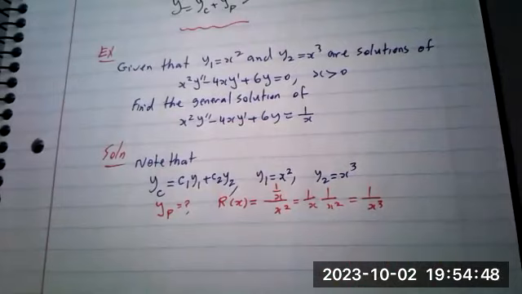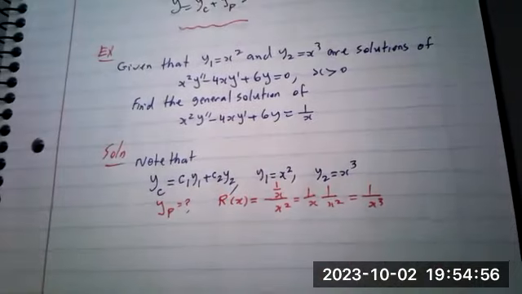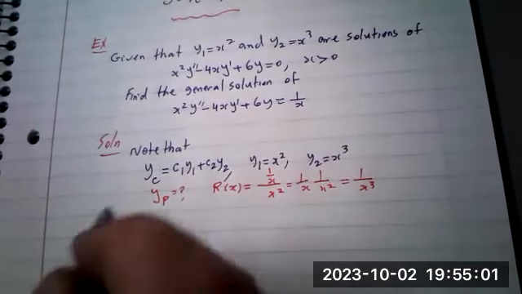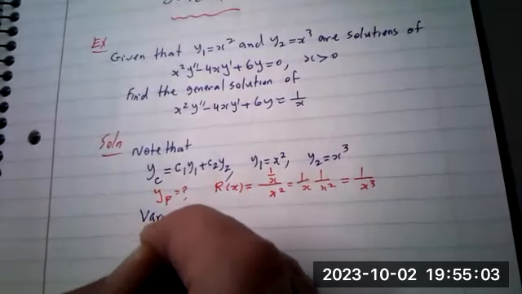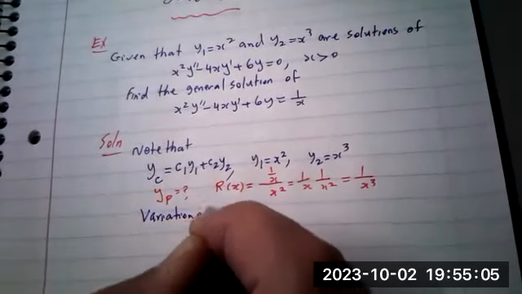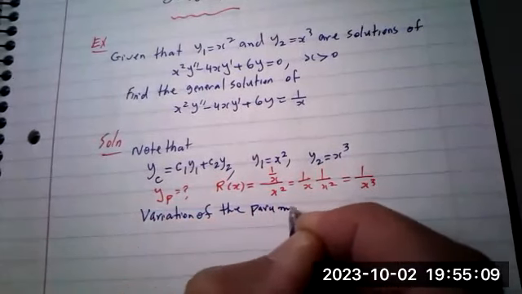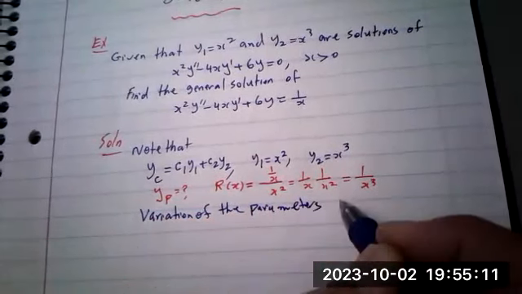Any question? We did this one before. You just have to normalize the coefficient of y double prime. There you are. So we are going to use the variation of parameter method again. Variation of the parameter can be used.